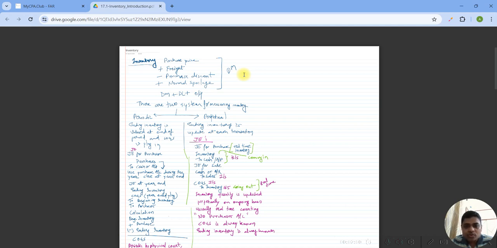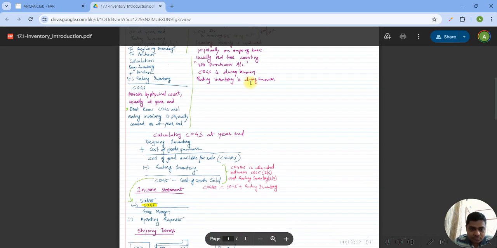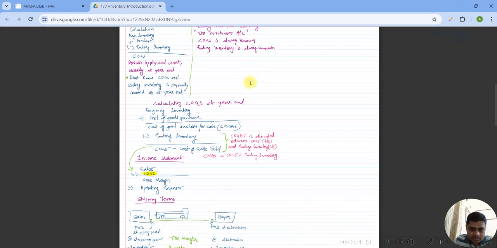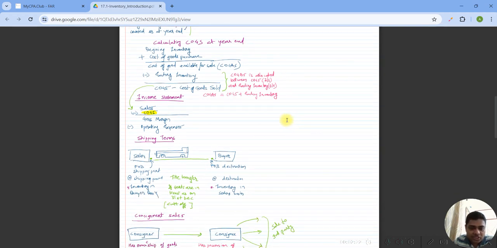There are two main systems of maintaining inventory, the periodic method and the perpetual method. We'll talk through more about it. After that, we'll understand how the cost of goods sold is derived, which then goes to our income statements.